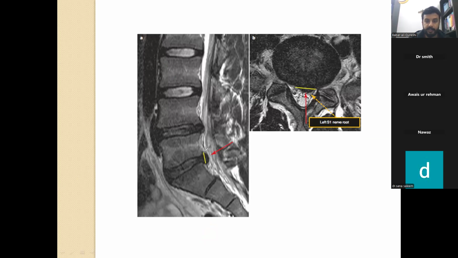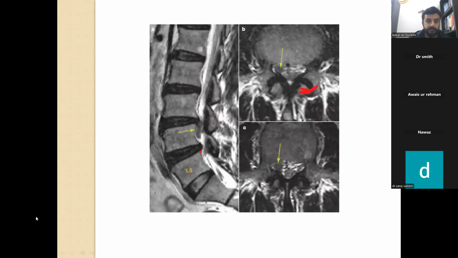This is again the same example at L5 and S1. Here we can see this is a more laterally placed disc, so it is going to compress the S1 nerve root that would be exiting from here. These are again other examples of the nerve root. As we can see, the disc compresses the nerve root. Again we can see this is a laterally placed disc that is going to compress the nerve root on the right side.